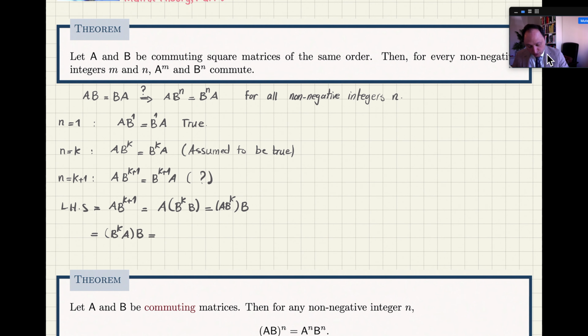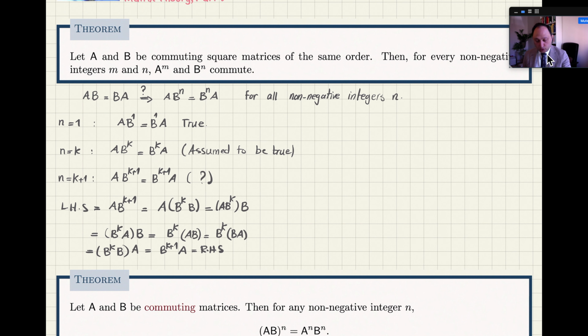But again, using associativity, I can put the pair of brackets around the second pair. And then again, I can use the assumption in the beginning of the problem that AB is equal to BA. So I can write BA here instead of AB. And again, I use associativity. So it becomes B to the k, B times A. And now B to the k times B is nothing except B to the power of k plus 1 times A. And that's exactly equal to the right hand side. So you see, you have to play around with this associativity quite a lot here to be able to show that this is indeed correct.